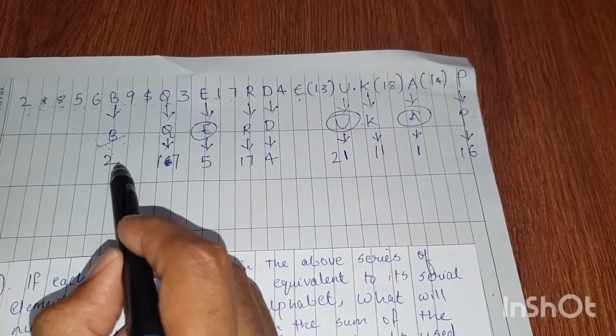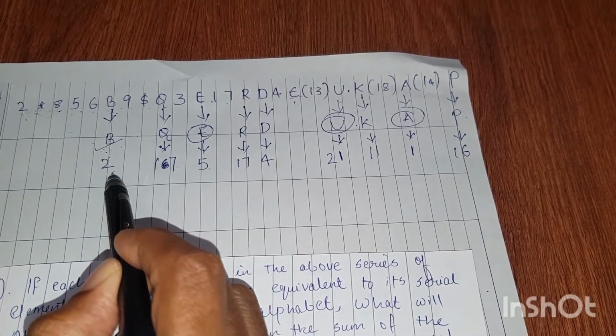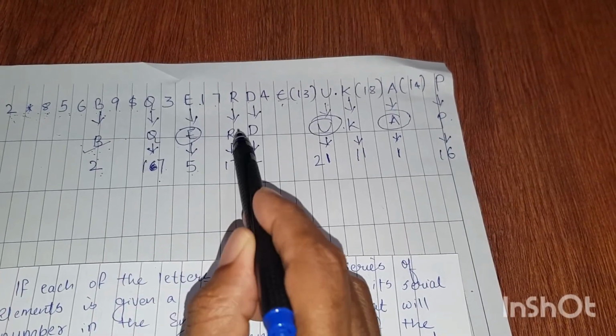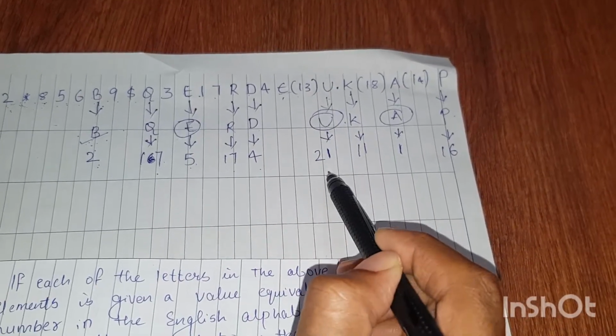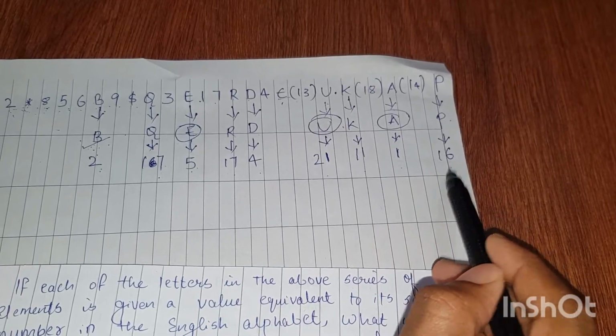And I have written the numbers because B is the second letter of the English alphabet, Q is the 17th letter, E is the 5th letter, R is the 17th letter, D is the 4th letter, U is the 21st letter, K is the 11th letter, A is the 1st letter, and P is the 16th letter.